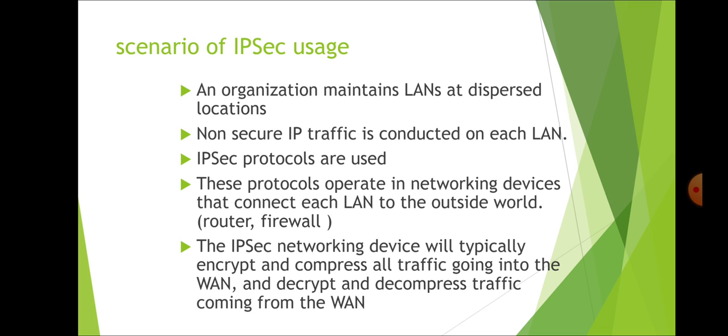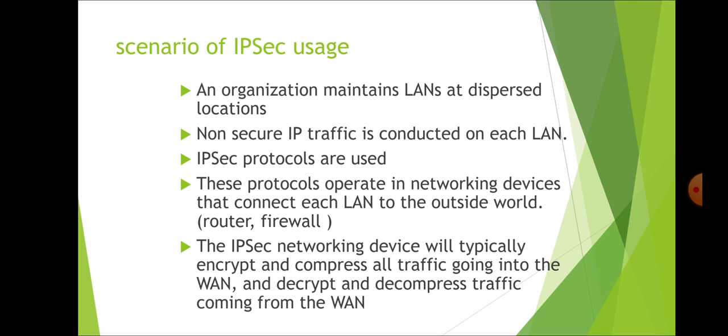So now your particular LAN is connected with a different WAN. From your organization, our college is one LAN, and we are connecting to the other college. Over the internet, we connect to the different college through networking devices like routers and switches. Now the IPsec networking devices will typically encrypt and compress all traffic going into the WAN and decrypt and decompress the traffic coming from the LAN.